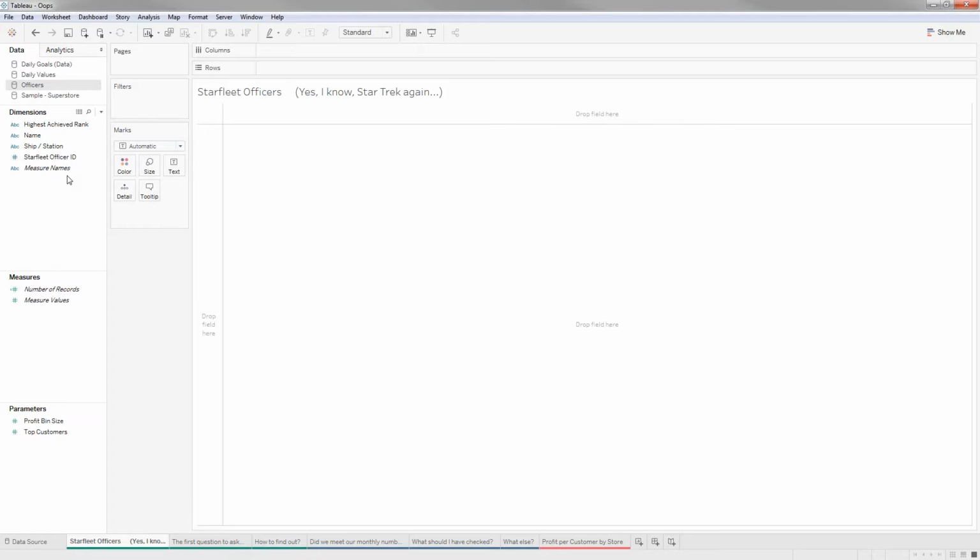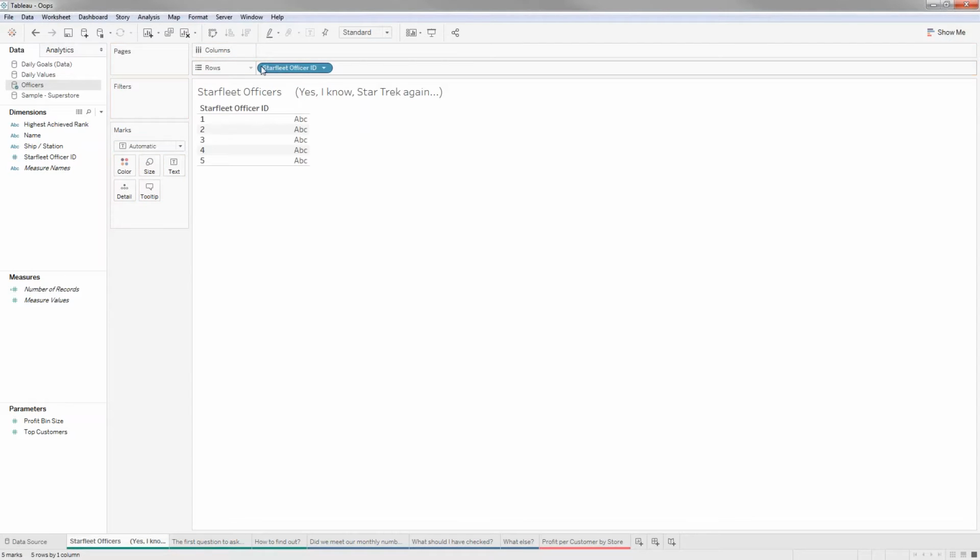And as I look at this data set, I see a couple of different things right off. This data set's new to me, and so if I'm looking at it, I see, okay, we've got a Starfleet officer ID, we've got things like the ship and station name, highest achieved rank, and so I might start just by exploring the data set a little bit, or I may already have a question that I know I want to answer. In fact, I know that today what I want to do is just look at how many officers have each rank. But I'll start just by looking at the officers themselves.